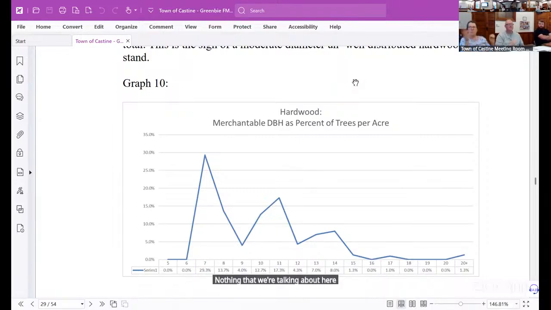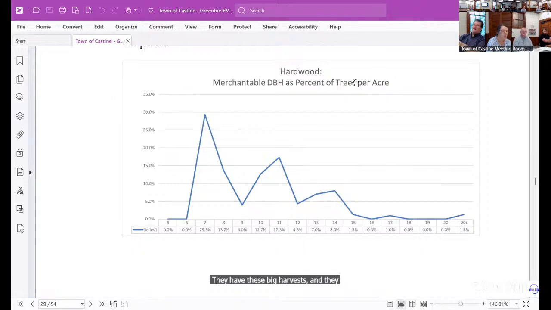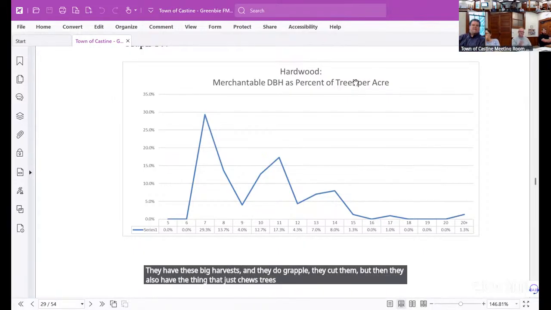I don't want to derail the discussion, but I have a couple of friends, Great Pond, Aurora, Amherst, who have some big stands. They have big harvesters that grapple and cut, but they also have the thing that just chews trees down right to the stump, and they told me they're thinning out what they don't want. Did you ask them how much that cost? I have no idea.